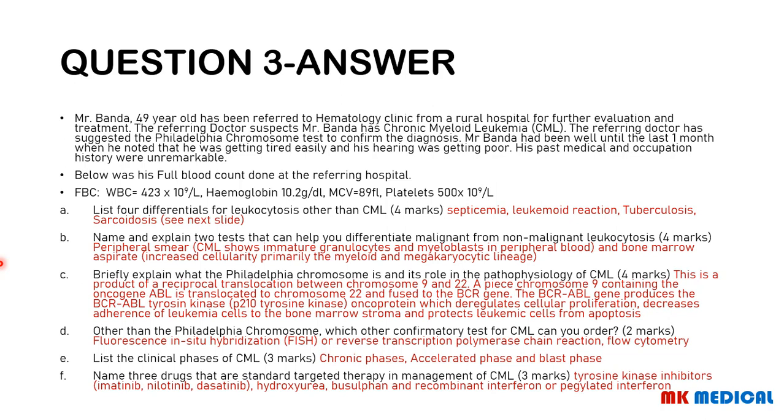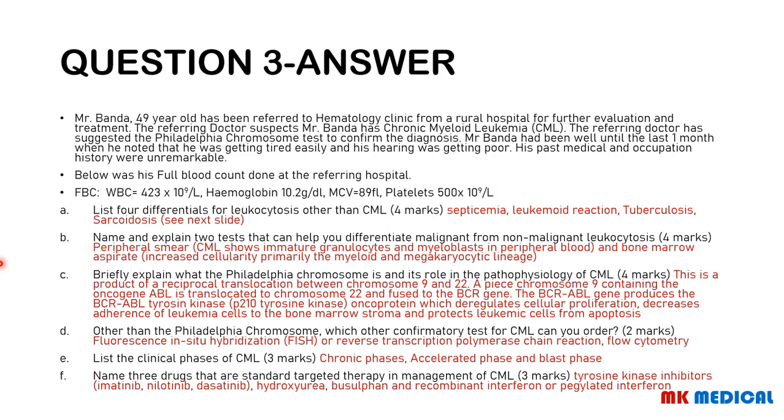Then what exactly is a Philadelphia chromosome? So remember that there is what is known as a reciprocal translocation that is happening between chromosome 9 and chromosome 22. So you get a piece of chromosome 9 that breaks out. Now this piece is going to be containing a gene which is known as the ABL gene. Now this one is going to be translocated to chromosome 22, and in chromosome 22 it's going to be fused with the BCR gene, so forming what is known as a BCR-ABL gene.